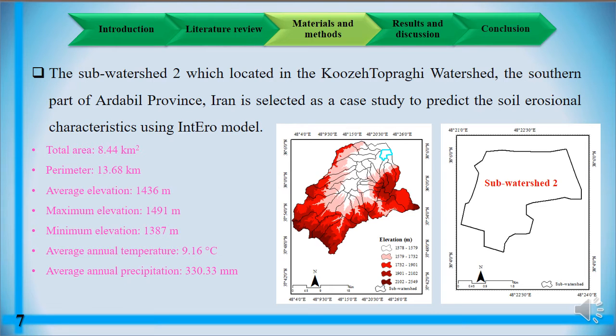characteristics using the INTERO model. The total area of this sub-watershed is estimated at about 8.44 square kilometers, and the perimeter is about 14 kilometers. The average elevation is about 1,436 meters.